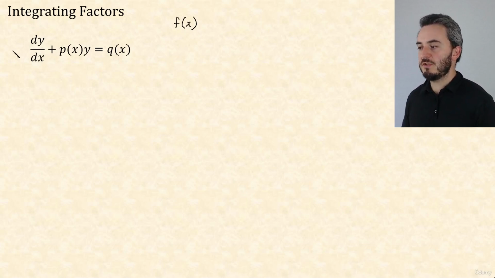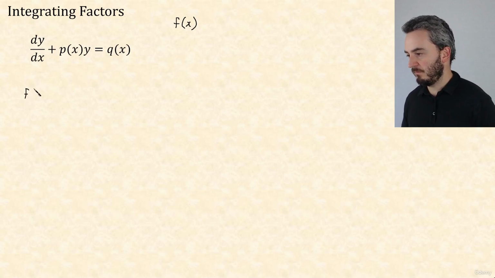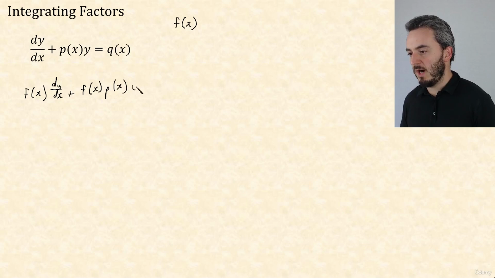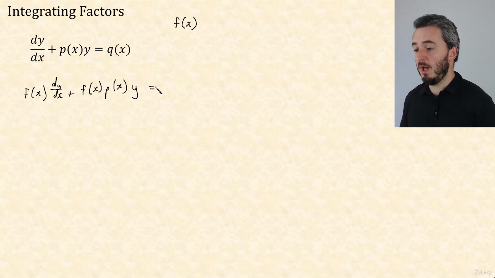So if we just multiply through by f of x, we get f of x dy by dx plus f of x p of x y, and p of x, by the way, is just any function of x. It could be sine x, it could be x squared minus 3 over x, whatever. And q of x is just another function of x.